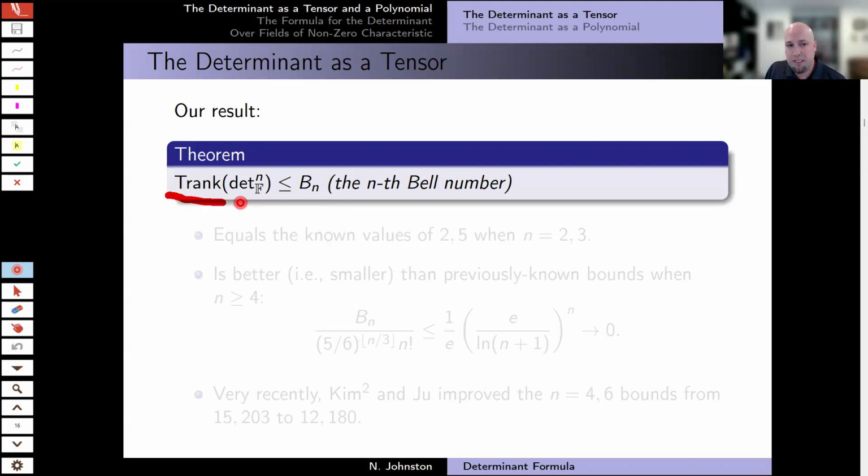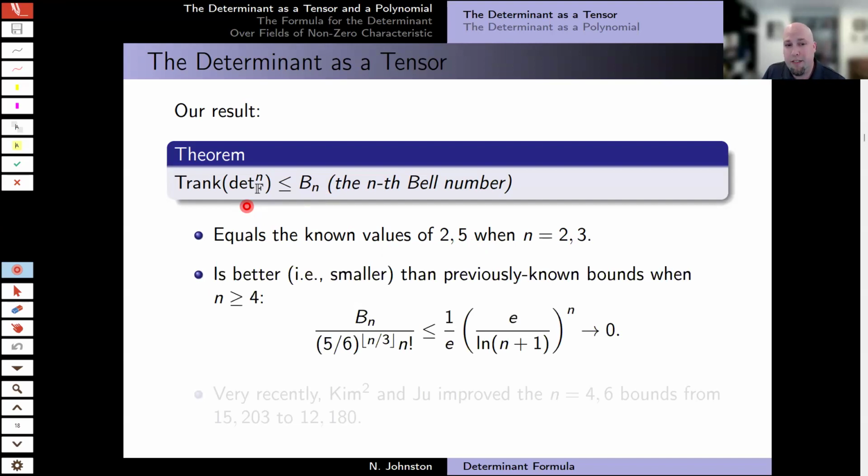Okay, so our result shows that the tensor rank of the determinant is less than or equal to the nth Bell number. I'll talk more specifically about exactly what that means later. But for example, when n is 2 or 3, you get these bounds of 2 and 5. You recover these best known bounds that we already have. And actually, we know that the 2 and the 5 for the 2 by 2 and 3 by 3 determinants are optimal, so of course we couldn't hope for a better upper bound. We know equality is attained in these 2 cases, and our bound matches those 2 known values. But our bound is better than the previously known bounds for n bigger than or equal to 4.